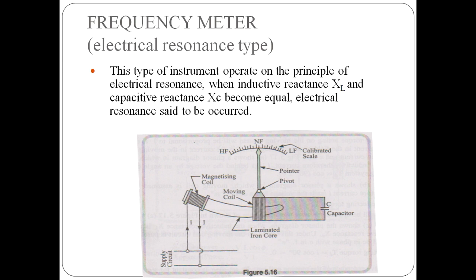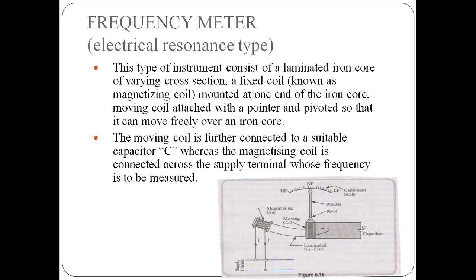In this diagram you can see a calibrated scale, and a pointer attached to the spindle, the laminated iron core, and the moving iron coil. The magnetizing coil is connected to the supply circuit, and this is the diagram of an electrical resonance type frequency meter. This type of frequency meter consists of a laminated iron core of varying cross section, and a fixed coil known as the magnetizing coil mounted at one end of the iron core.